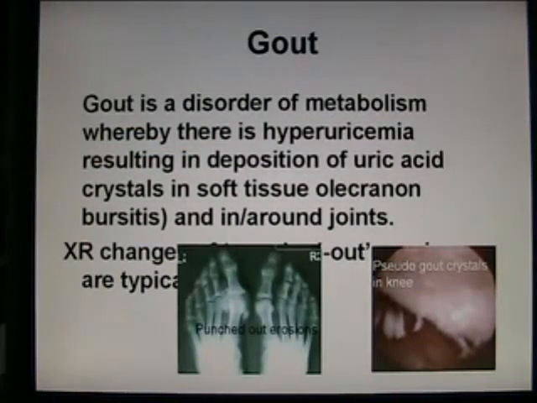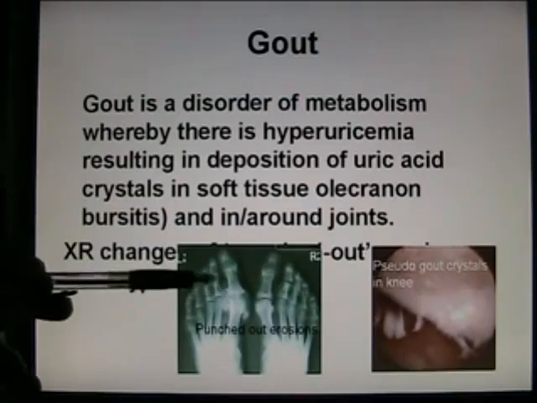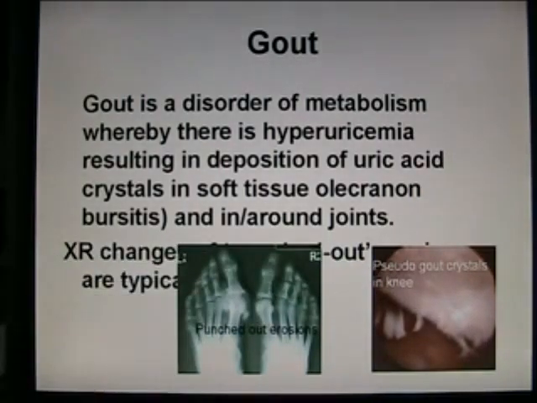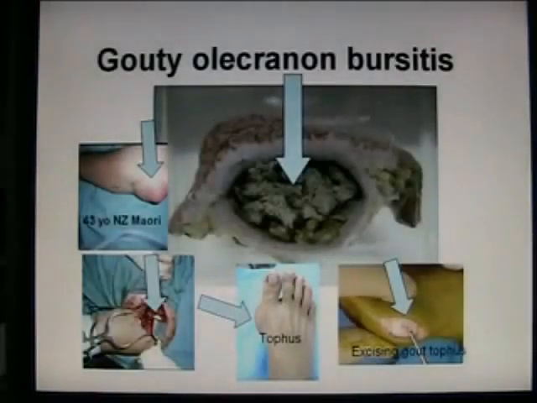Gout, disorder of metabolism related to high blood levels of uric acid. The crystals are deposited in and around joints, punched out lesions. Here they are in a knee joint, pseudo-gout crystals, destroying the joint, causing OA.